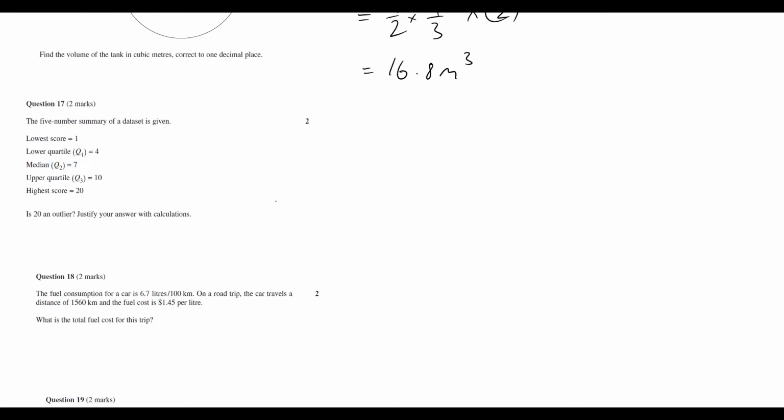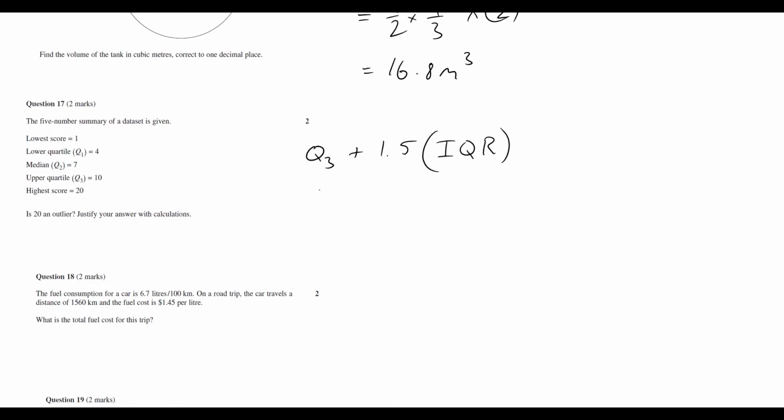Okay, so if something is going to be an outlier in a data set, and we're defining that using our quartiles, what we need to consider is if it is above or below Q3 plus 1.5 times the interquartile range. Clearly we're going to be working with Q3 plus 1.5 IQR because 20 is clearly going to be an upper outlier if it is an outlier.